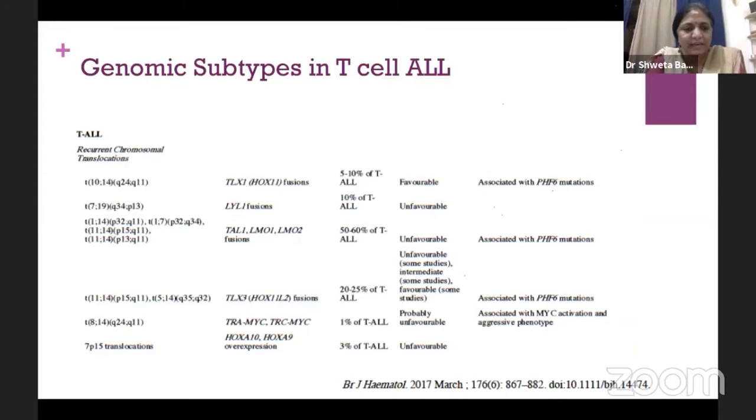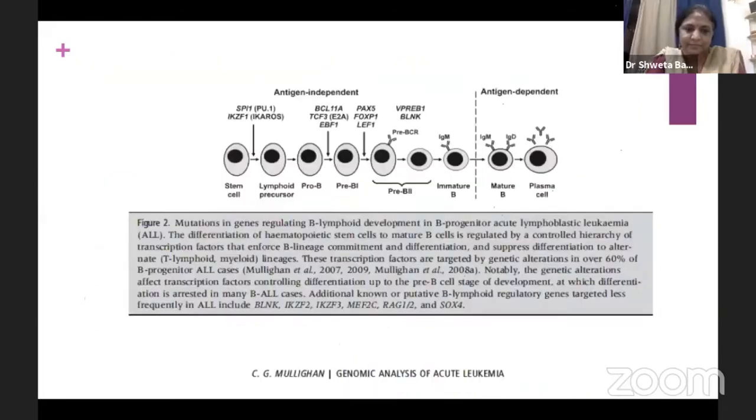Similarly, with T-cell ALL, many fusion genes are present, but many of these have an unfavorable prognosis, and no targetable lesions are present so far. So they are not looked into so much, but the knowledge and understanding of this is important, because over time, definitely we'll have something more for these patients as well.